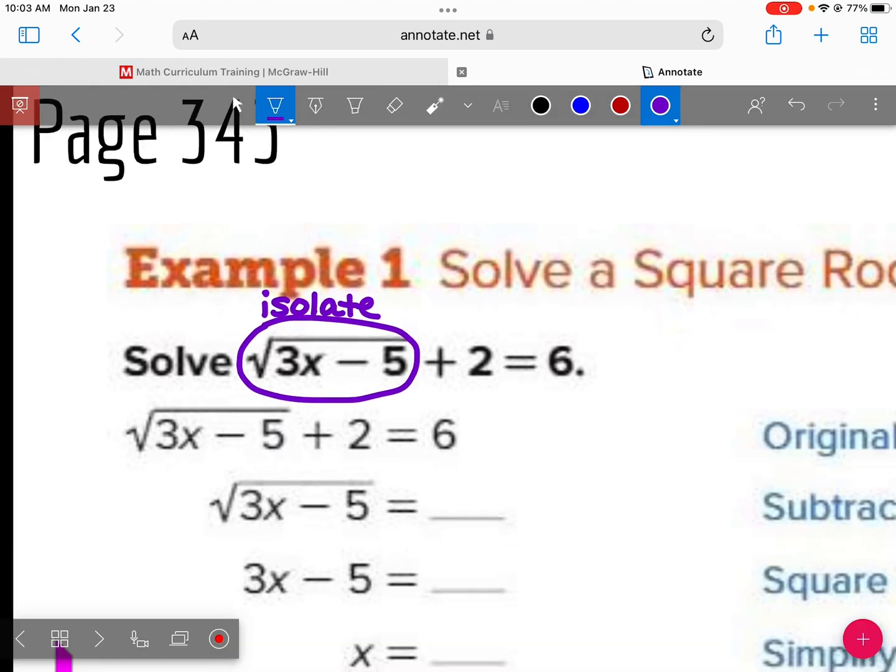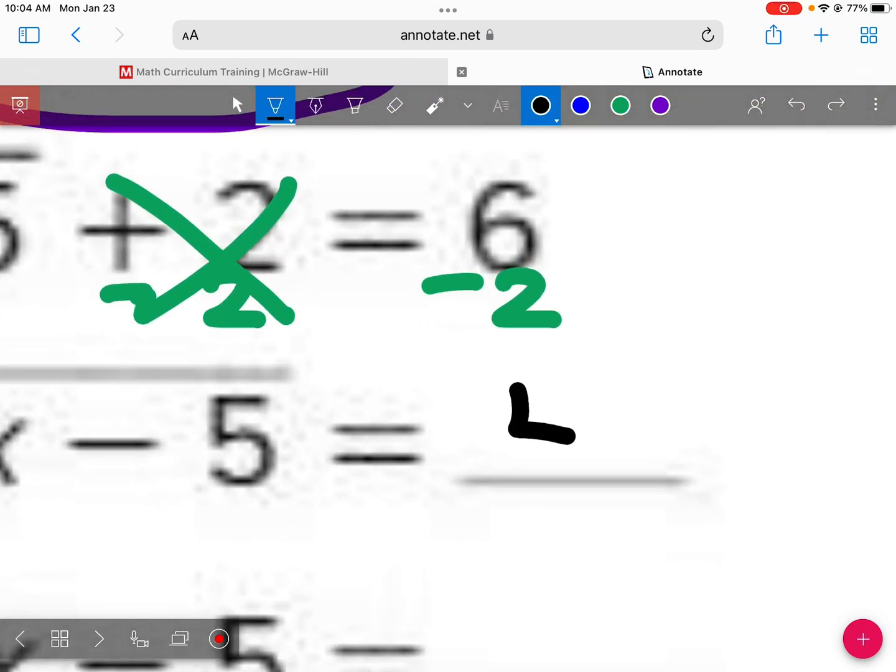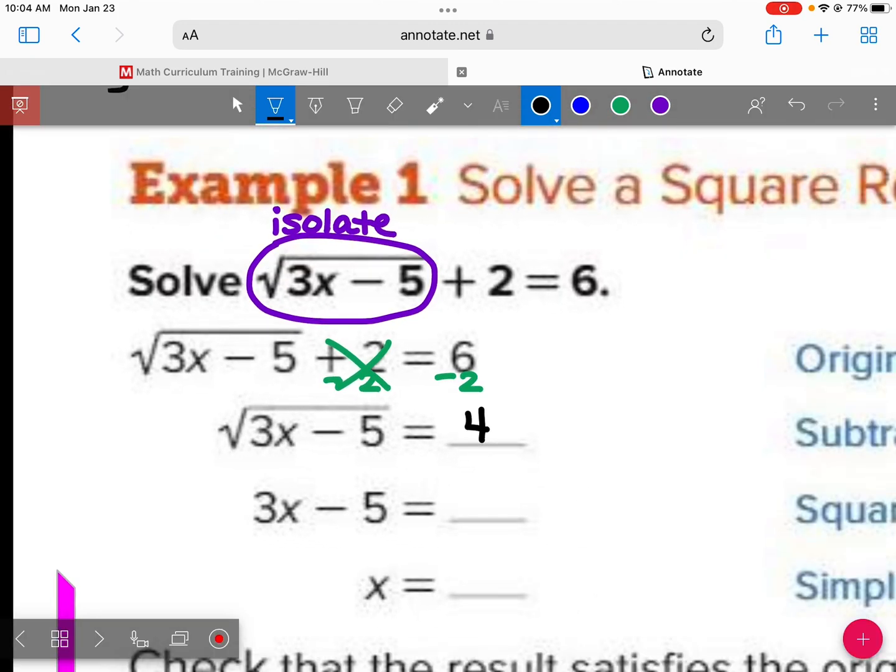What do I need to do to both sides if I'm going to isolate that? What is on that same side that I want to get rid of? The 2. Is that a positive 2 or a negative 2? Positive. How will I make that cancel? Subtract it. So I'm going to subtract 2 from both sides. So it's going to cancel here. 6 minus 2 would give me 4. All right, so that was our first step, isolating.